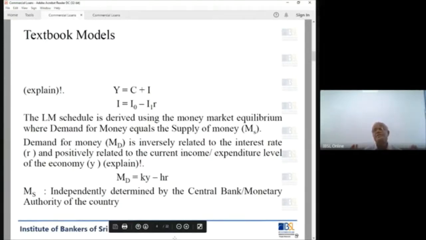Money supply is independent. It's the baby of the central bank, the monetary authority. Sole authority lies with the monetary authority of the country. Sri Lanka's monetary authority is the Central Bank of Sri Lanka. In Singapore, it is MAS, the Monetary Authority of Singapore. Bank Negara is Malaysia's monetary authority, the central bank, right? Bank of Thailand, Reserve Bank of India, Fed. These are the monetary authorities.